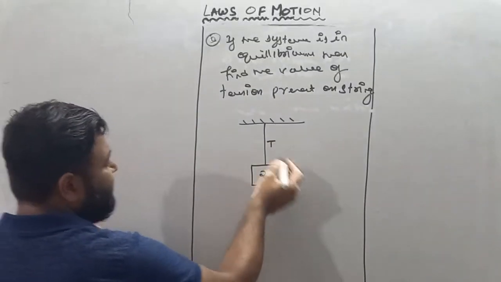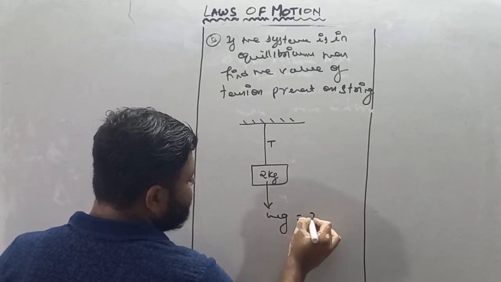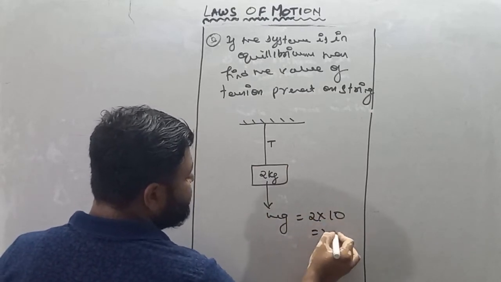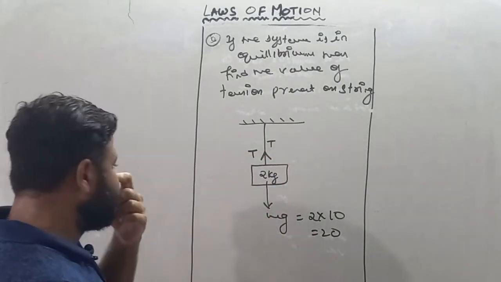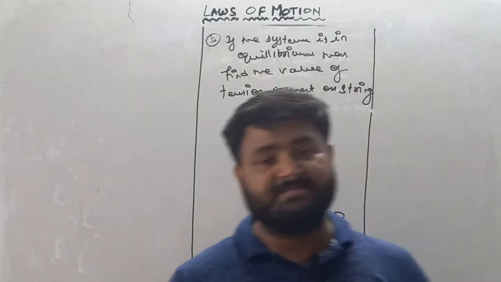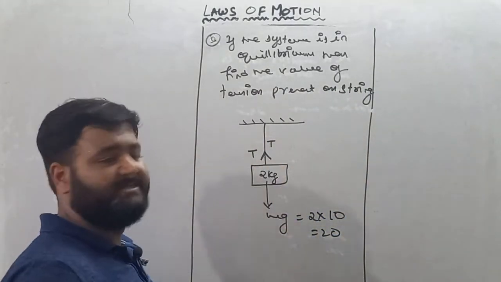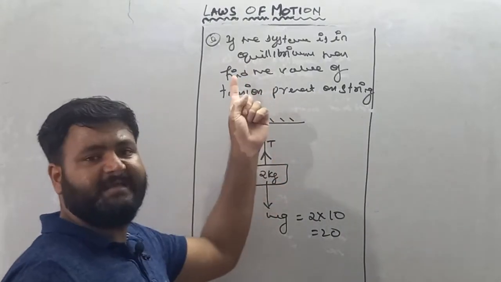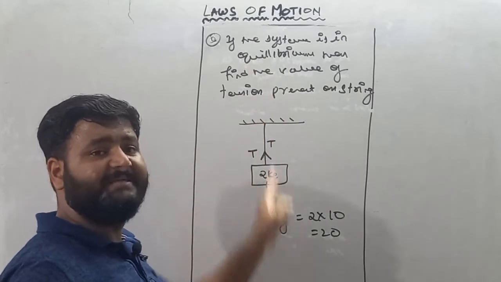So let's make the free body diagram of this 2 kg block. Vertically downward is mg, so 2 into 10 is 20, and in the upward direction a force is present in the string. We know the force present in a string is tension, which is always a pulling force. So in the upward direction, tension must be present. There is a force in the upward direction and a force in the downward direction, both in the vertical direction.